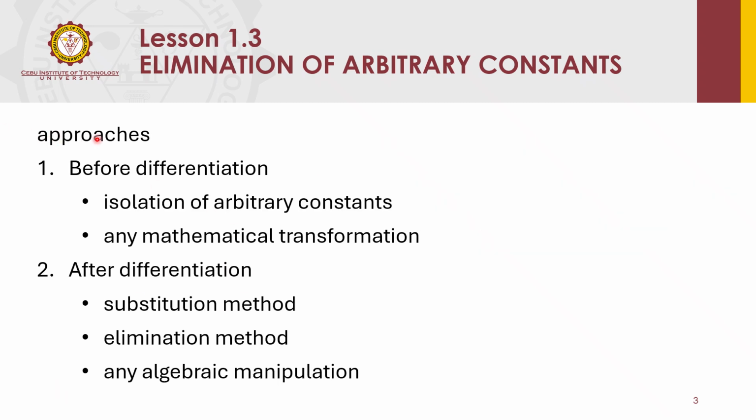So we have these different approaches in finding the differential equation. If we need to perform other operations before differentiation, because we cannot directly eliminate the arbitrary constants, then we need to use mathematical transformation or simply isolate the arbitrary constant, so that when we perform differentiation, that arbitrary constant can be easily eliminated.